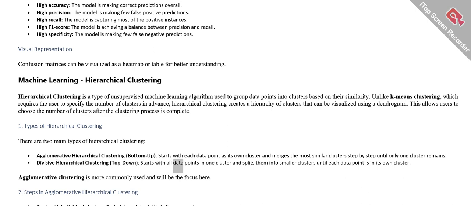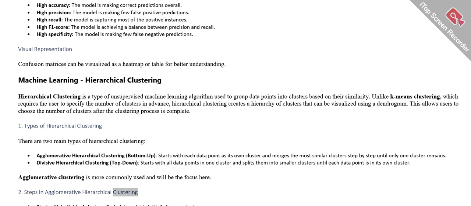Divisive hierarchical clustering, top-down, starts with all data points in one cluster and splits them into smaller clusters until each data point is in its own cluster. Agglomerative clustering is more commonly used and will be the focus here.